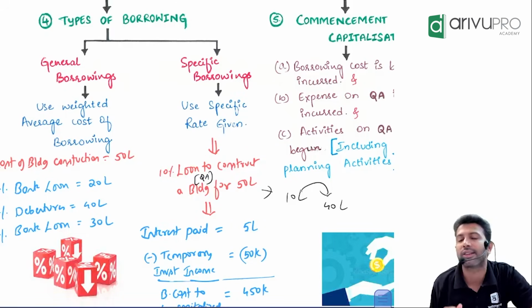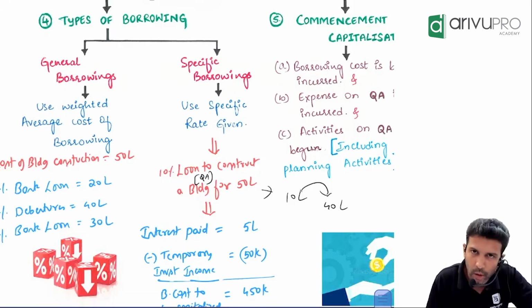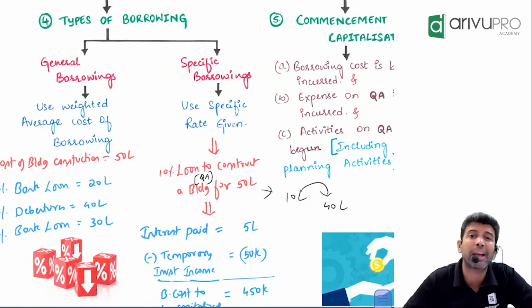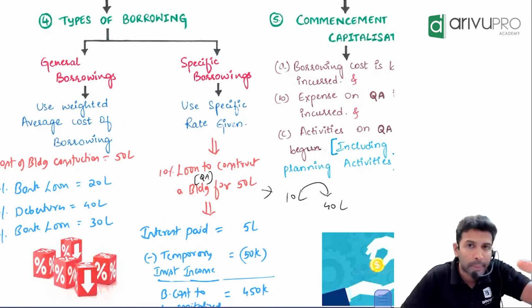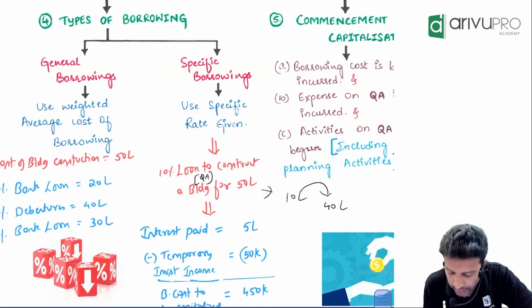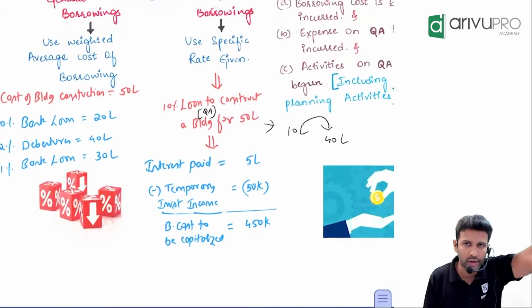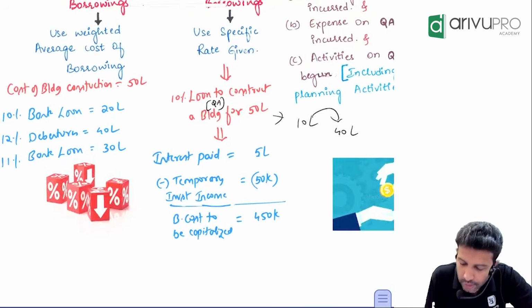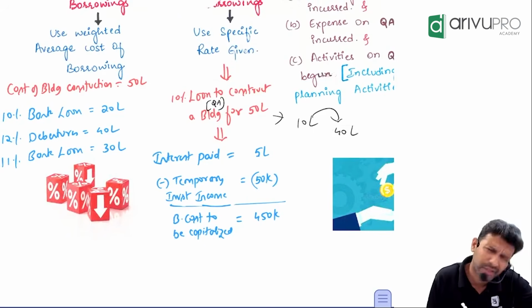So what AS16 says is, if there is any specific borrowing, and if you have earned any temporary investment income out of it, you'll have to reduce it. It will be given to you in the question. Like in this problem, let's say 40 lakh rupees money you invested, for how many ever months?